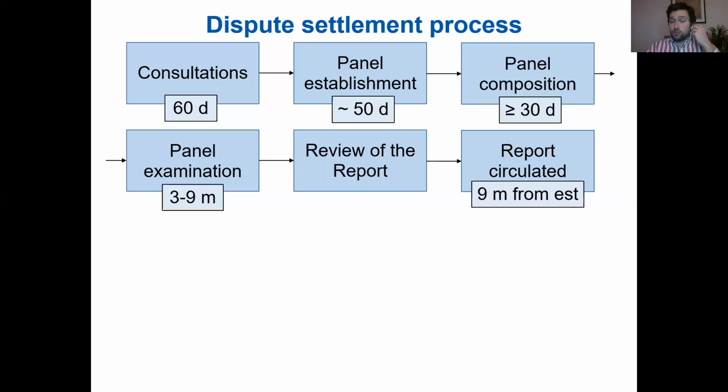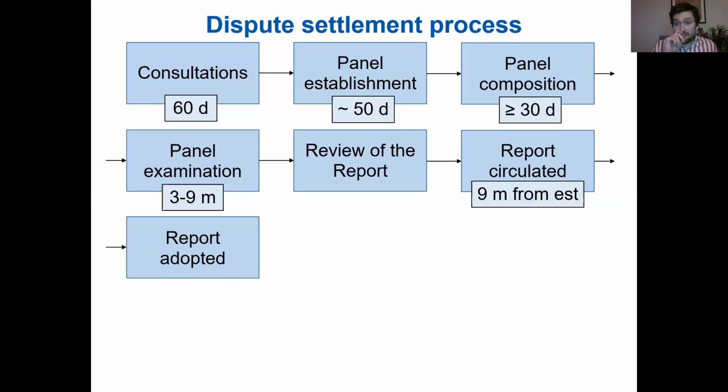Officially, the report should be circulated no more than 9 months from the establishment of the panel, but in reality, it takes longer, quite often. So then the report could be adopted by the dispute settlement body. Again, it should be done within 60 days from the circulation, and parties there can sit and decide whether they wish to appeal or whether they do not wish to appeal.